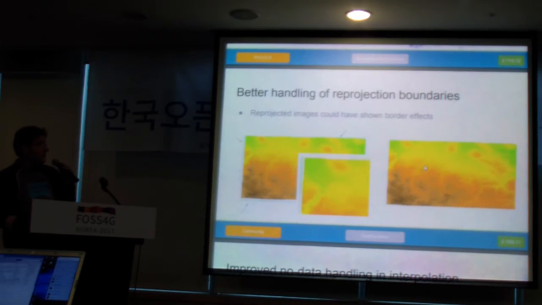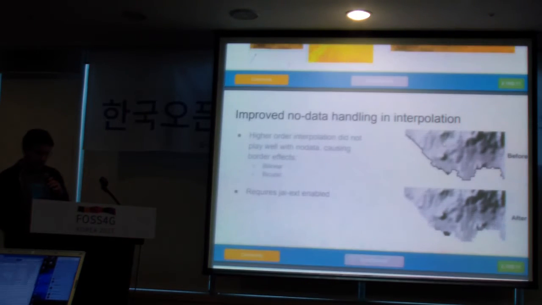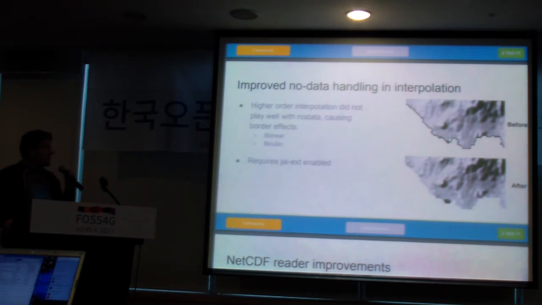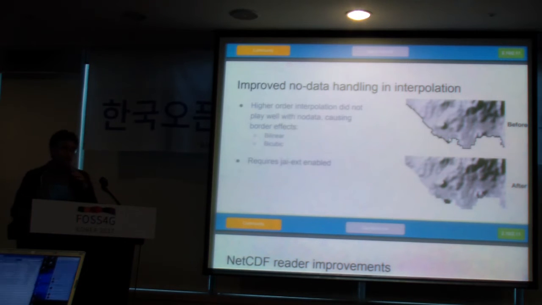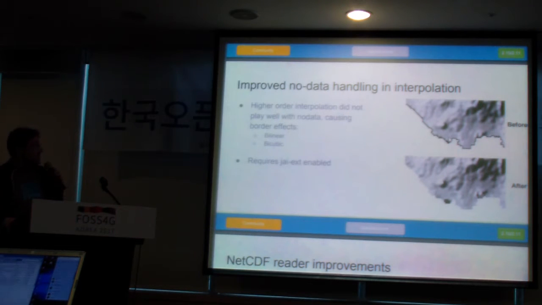We have been improving reprojection handling for scientific data. There used to be some border effects that are now gone in GeoServer 2.11. And on the same topic, we have been improving interpolation when no data is present in your source data. The before and after shows what happened when at the border, basically no data was being interpolated along with the good data and it was taking it down to, because typically no data is the lowest negative value that you can pick in your dataset. So we have also resolved that one.